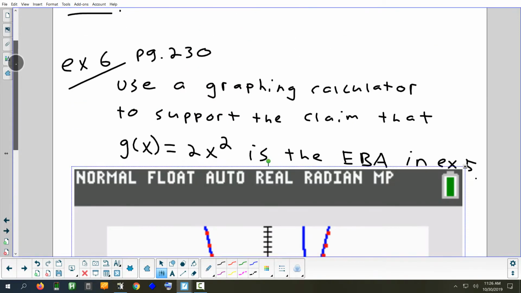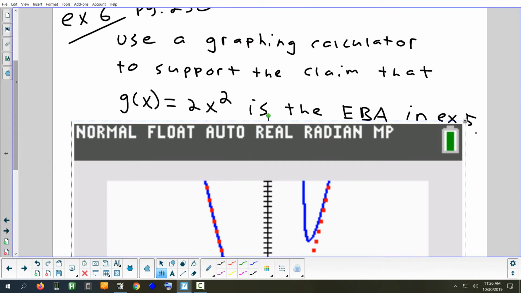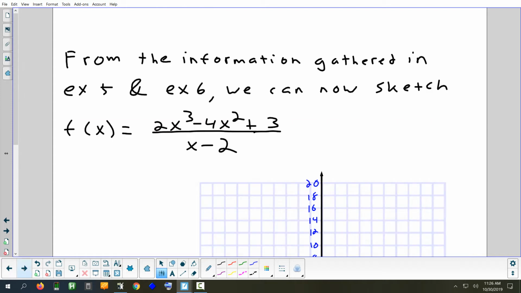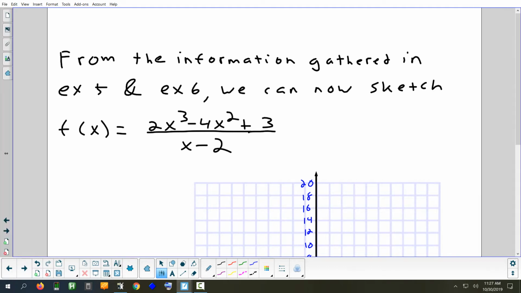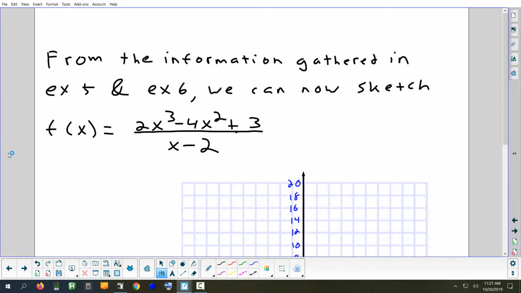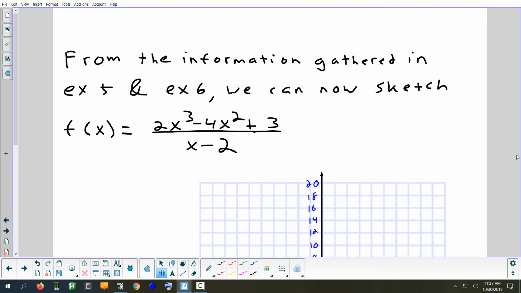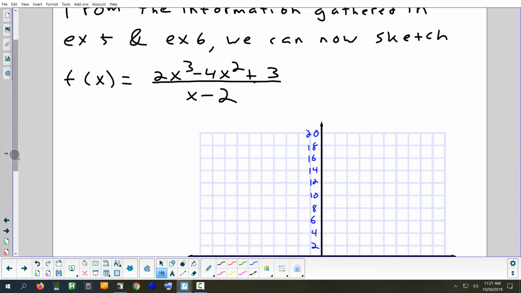So, example 6 was just visual. There's nothing to do there. Okay, now let's make our sketch. All right, so things we want to find. Degree in the top is bigger than degree in the bottom.